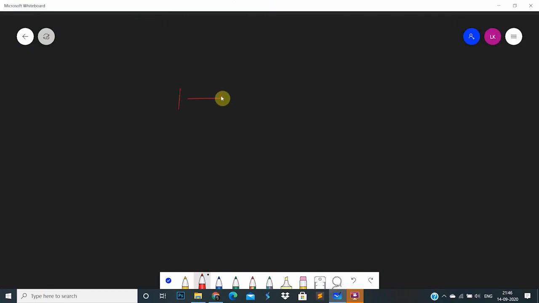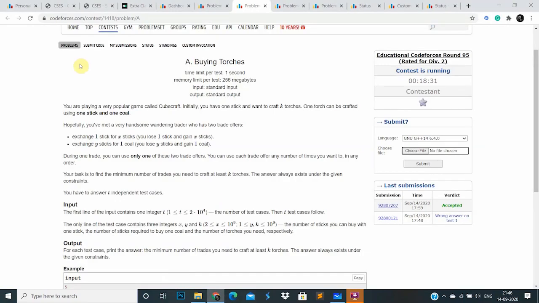From one stick we can make X. So at one stage we can make X minus one in one step. And we can make Y coal, and from a stick we can make one coal. So we have to find the minimum number of trades so that we have at least k torches.